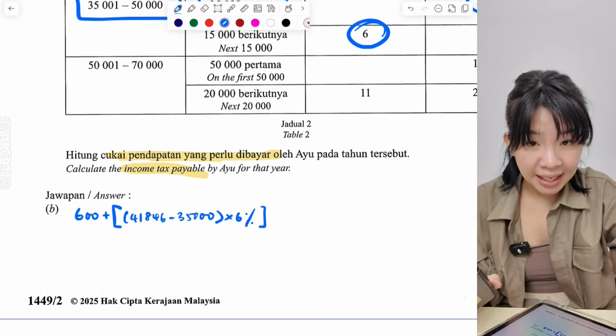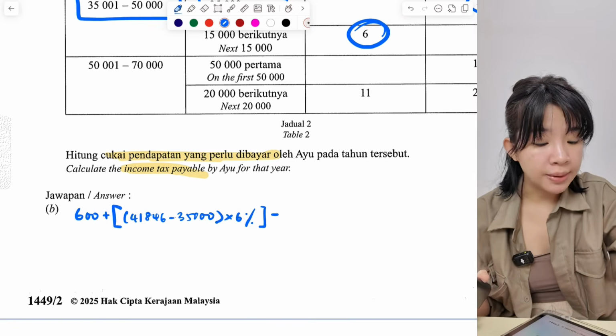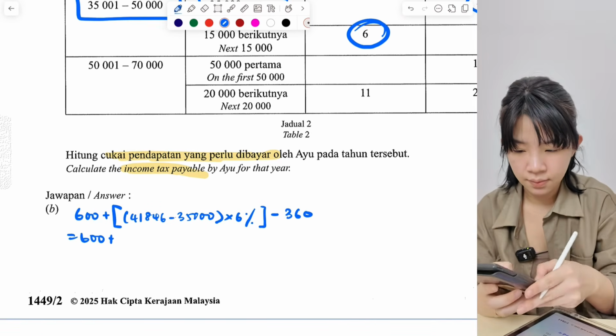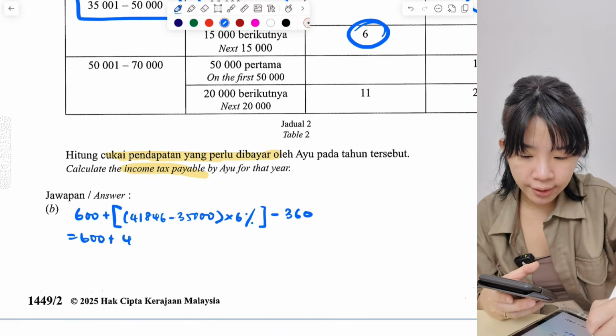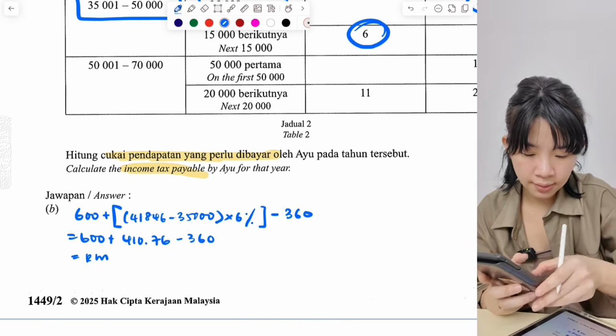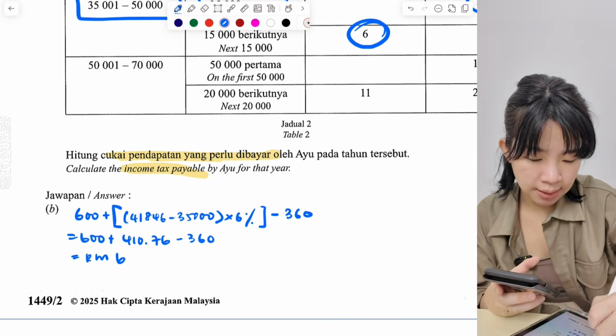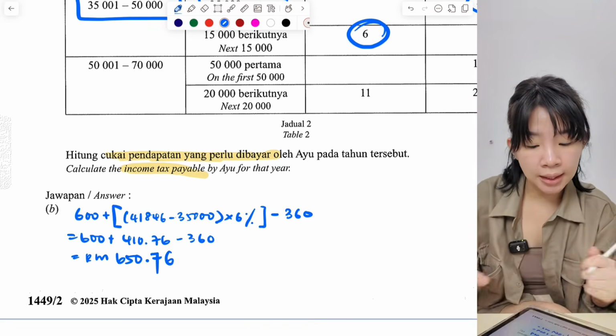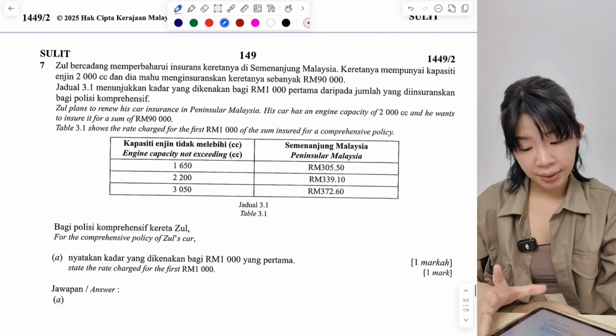Okay, and if there is any rebate, now you can minus. So that will be zakat 360. So this one 410.76 minus 360. So the final amount 50.76. This is the income tax payable. Okay, let's look at question 7.